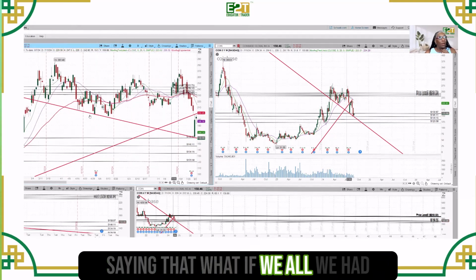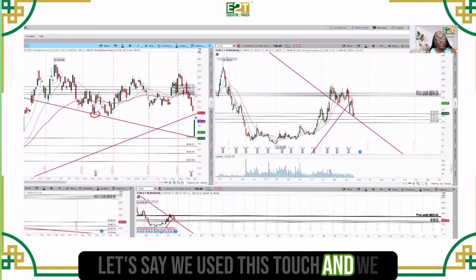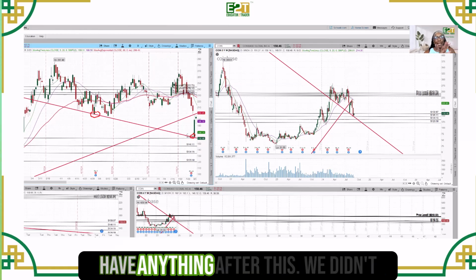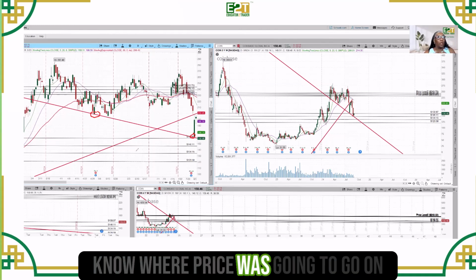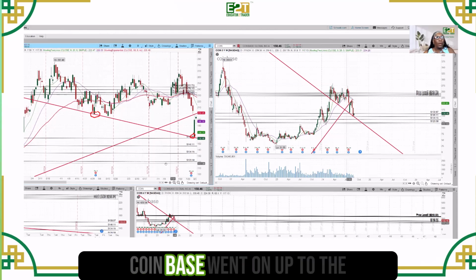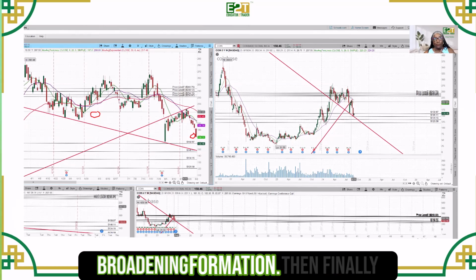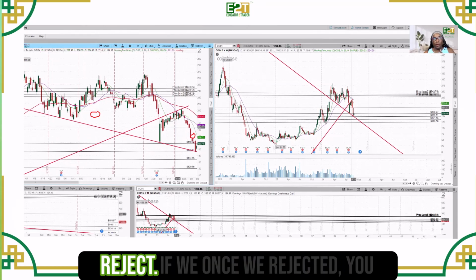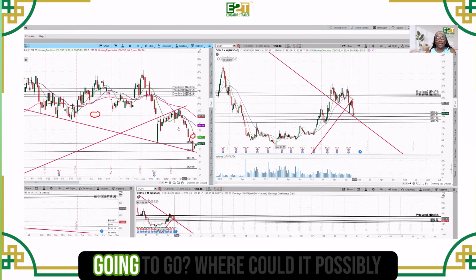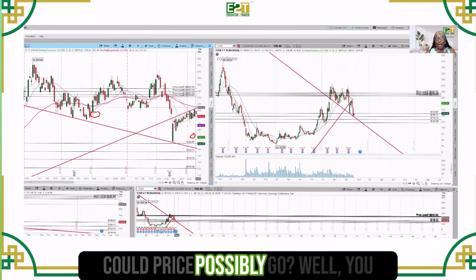What if all we had was, let's say, we use this touch and we use this one. Let's say that's all we had was these two, and we didn't have anything after this. We didn't know where price was going to go on Coin, right? Then Coinbase went on up to the top of it, just rode along this broadening formation, and then finally started to reject. Once we reject it, you can ask yourself here, when it started coming down, where is it going to go? Where could it possibly go?